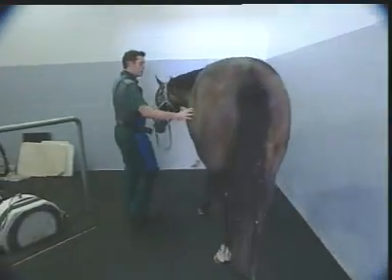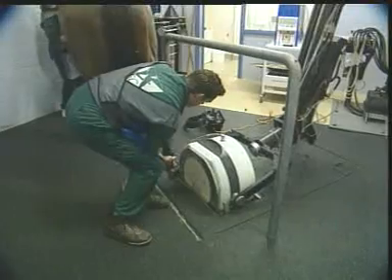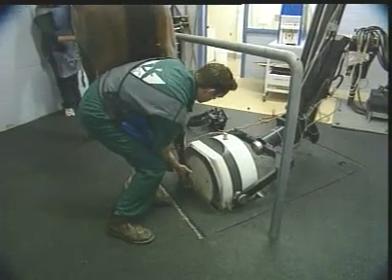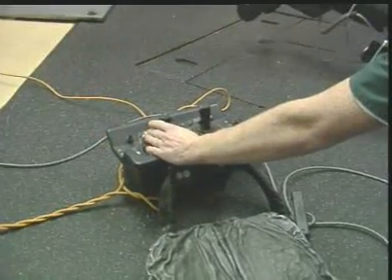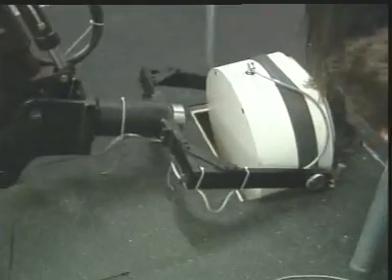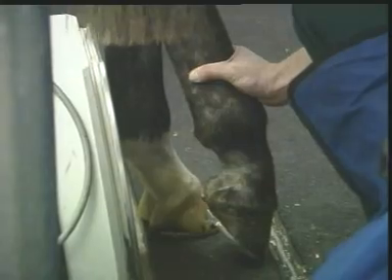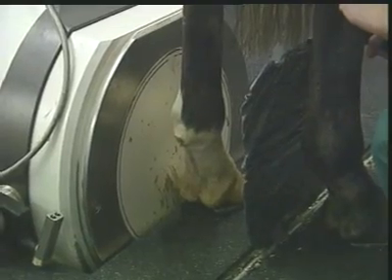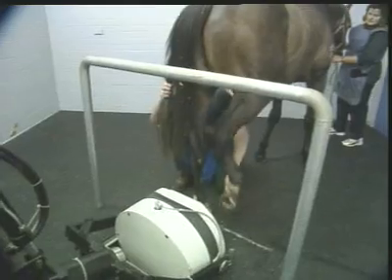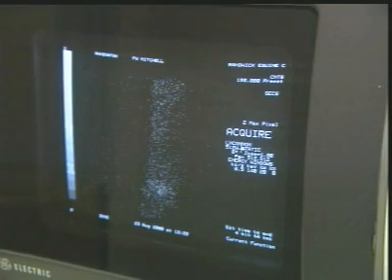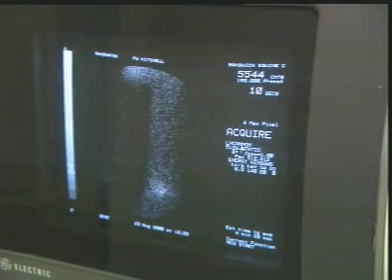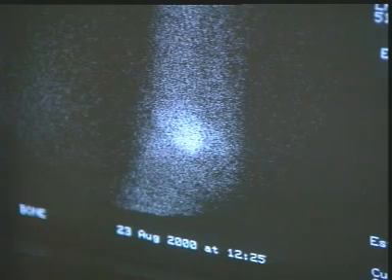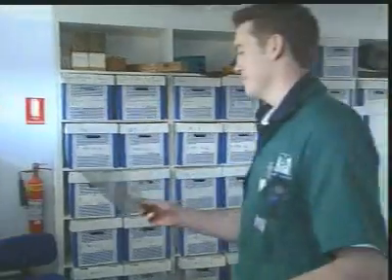When the horse is ready for scanning, a gamma camera is used to detect gamma rays from different angles. This gives a series of planar, or two-dimensional, images that are transferred onto film.